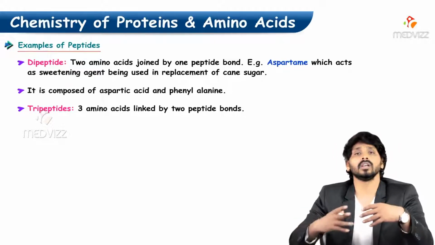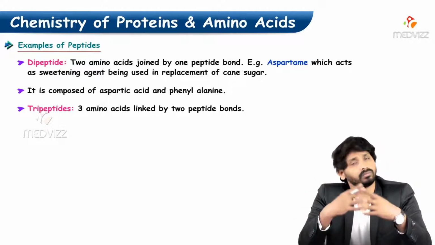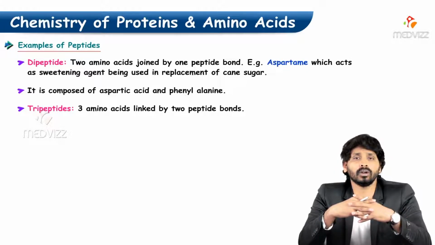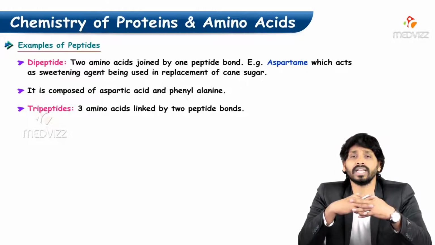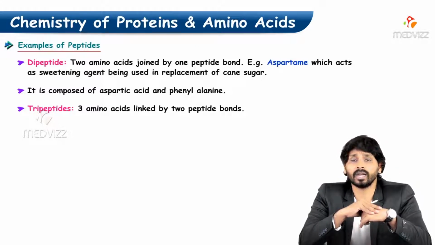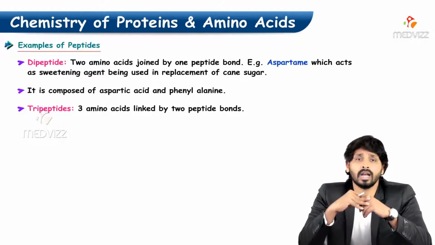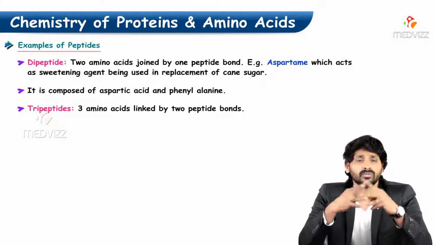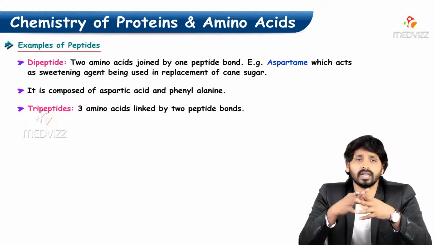Dipeptide, as the name says, is 2 amino acids joined by a peptide bond, and an example is aspartame, which acts as a sweetening agent. That is what we talk about in the physical properties of amino acids. Aspartame is sweet in taste and serves as an artificial sweetener replacing cane sugar in making sweets to be consumed by diabetic people. It is composed of 2 amino acids, aspartic acid and phenylalanine.